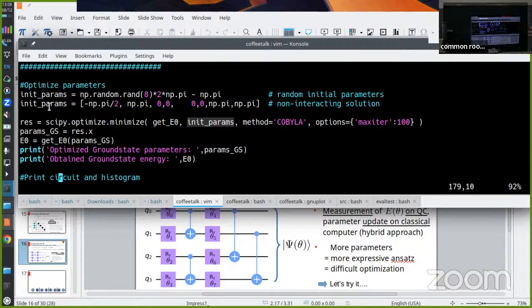Also, this is a very classical problem. We might get stuck at some local minima. Maybe the derivative becomes flat, so we might not get the optimal ground state. These problems also exist in classical approaches. So here, I want to start with, for example, the non-entangled solution, which we can write down right away on paper, for example. So maybe it's a good starting point, but the true solution, in principle, we don't know, of course.